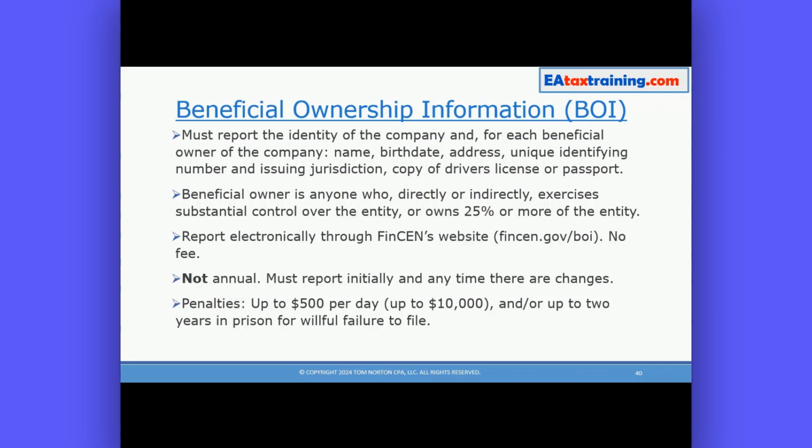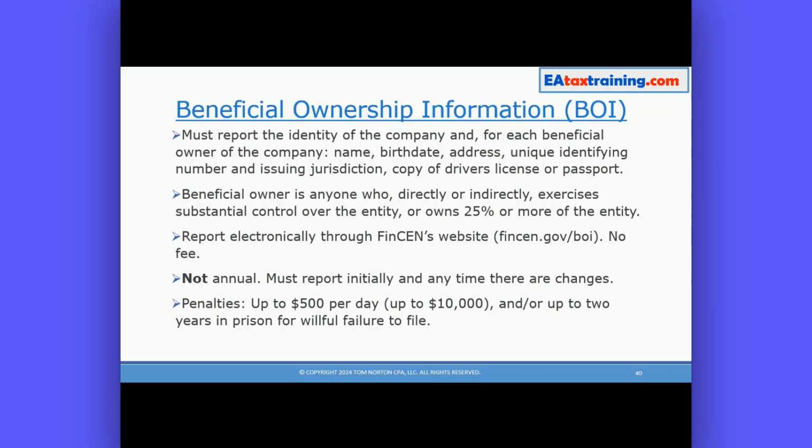FinCEN is not trying to fine or put into jail regular, honest business owners who just didn't know about this or who forgot about it. They're wanting to fine and put in jail people who are willfully not filing this. That's the bad actors out there who are not wanting to give this information.